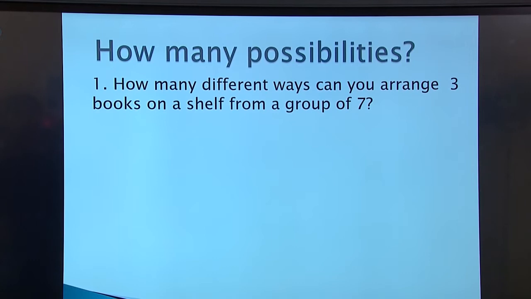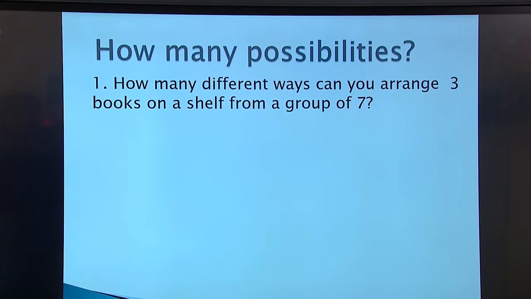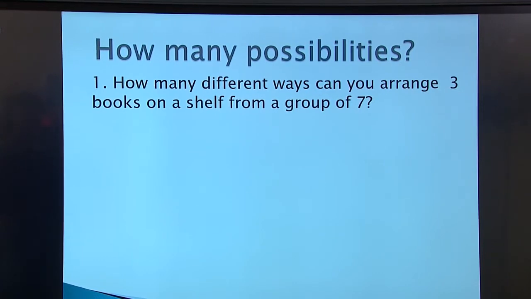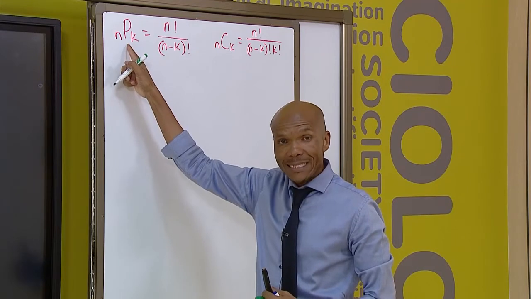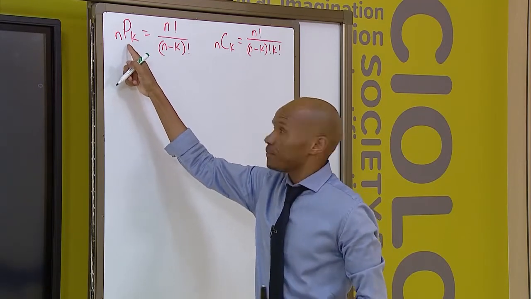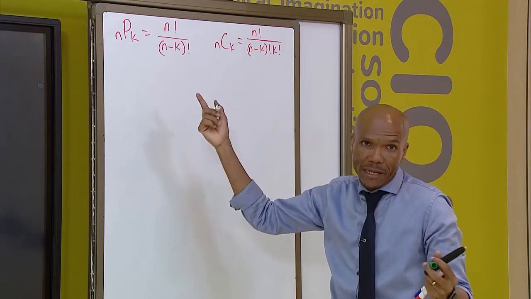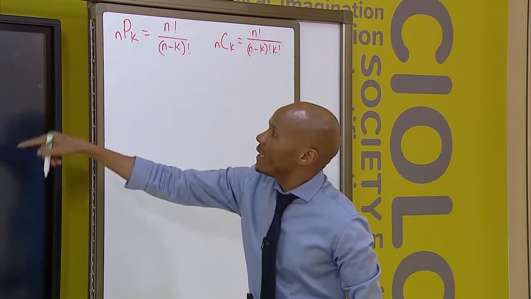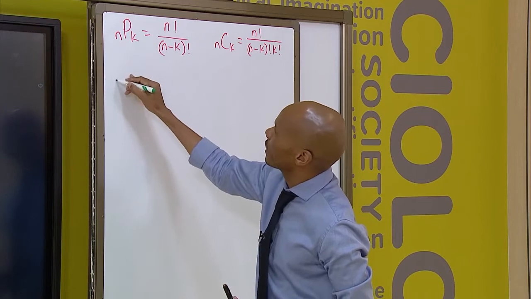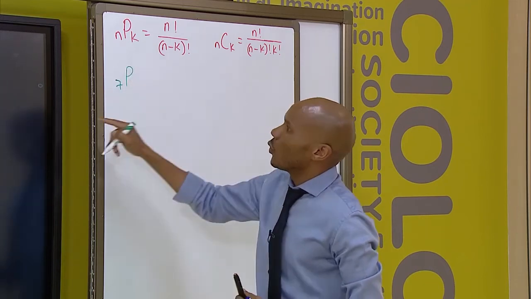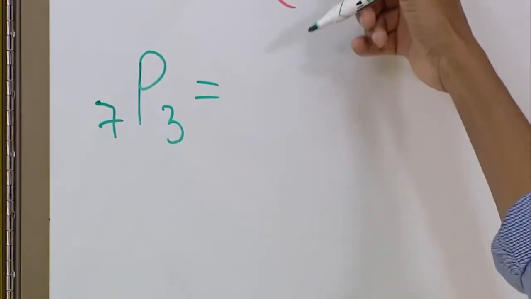In our first question, how many different ways can you arrange 3 books on a shelf from a group of 7? Okay? So there, the main word we are looking at is arrange. If we're saying arrange, that means we're talking permutation, because arrangement matters. And this one, it doesn't really matter, okay? So what's the total that we have? We have a total of 7, and we're picking only 3, so let's use the formula.